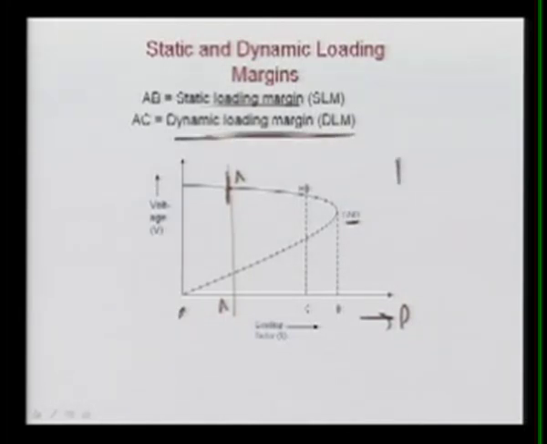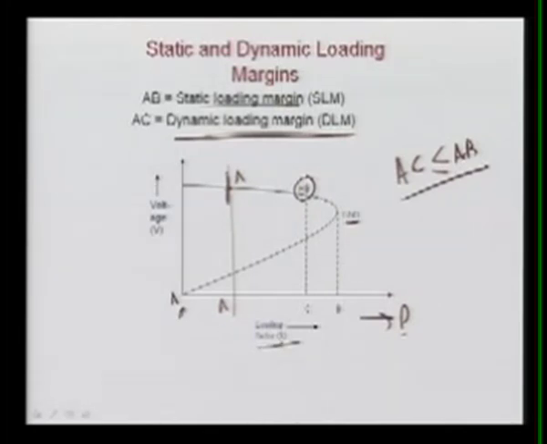Always this AC is either less than or equal to AB. Sometimes the Hopf bifurcation may occur near the saddle node bifurcation point, so your AC will become your AB. But normally this Hopf bifurcation HB occurs much before the saddle node bifurcation, so we have less loading, and the dynamic loading margin is lesser than your static loading margin. Here it is a loading factor, so you are increasing the real power. If you are using the loading factor, then you have to start from here.